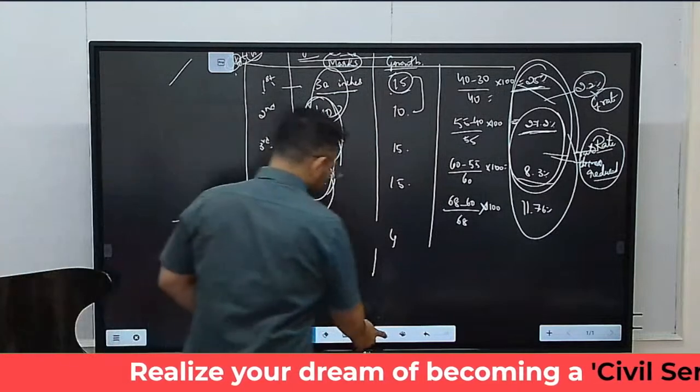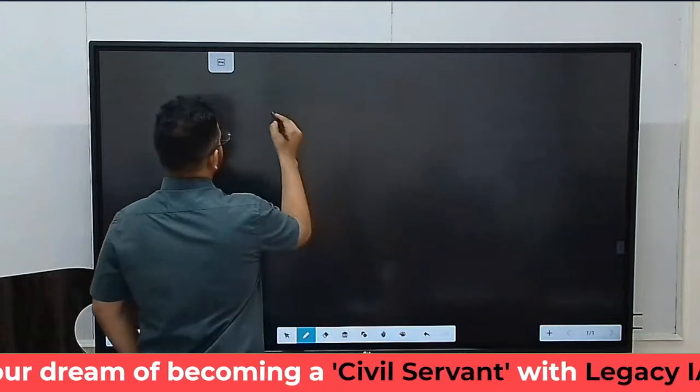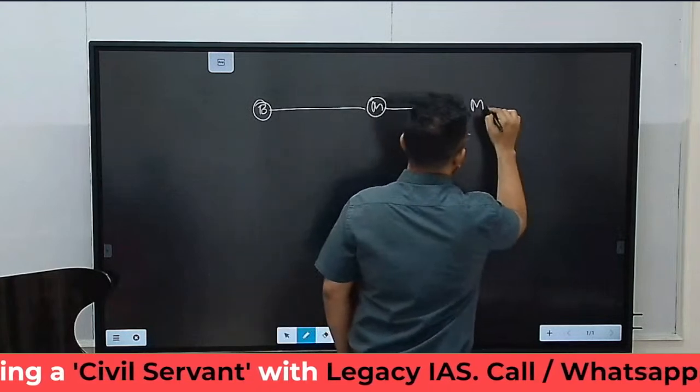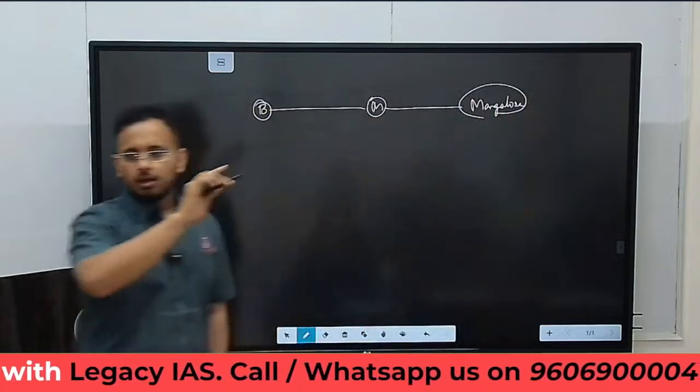One more example. Let's take three places: Bangalore, Mysore, Bangalore. How many from Karnataka? Okay.